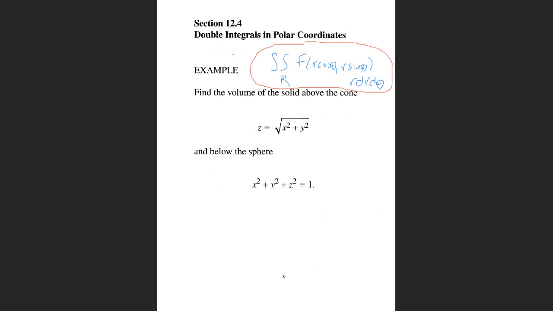Now, the cone and the sphere, what do you think the intersection is going to be? What's the intersection going to look like between the cone and the sphere? A circle. That's right, Ellie. It's going to be a circle. Okay, so let's go and find that circle.